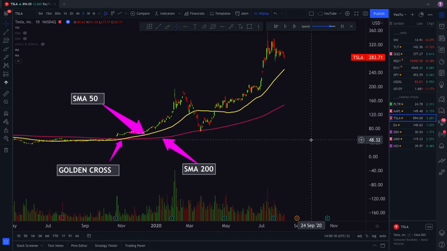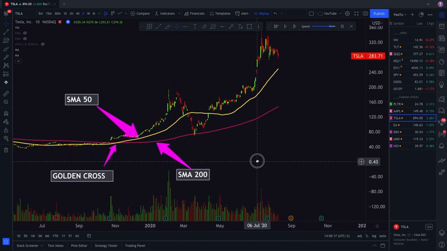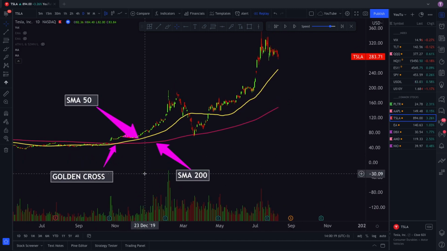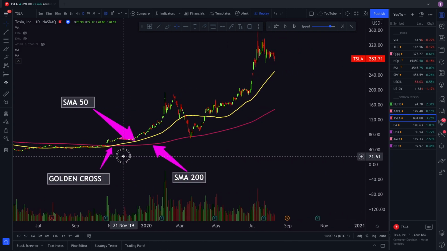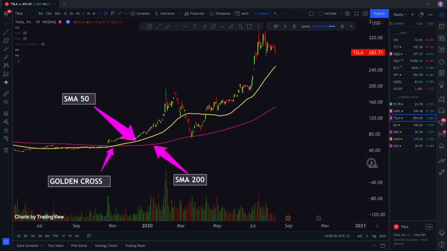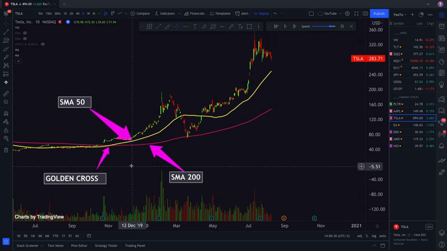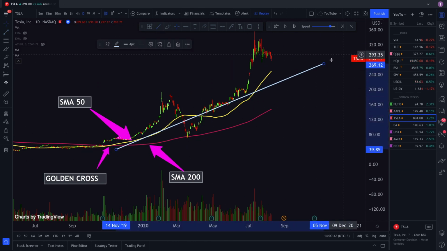Golden cross. This one is generally used by position traders or long-term investors. However, I always use it to confirm whether we are in an uptrend or not. It's generally considered that once the 50 SMA crosses over the 200 SMA to the upside, this means that we are starting an uptrend, a bullish momentum.